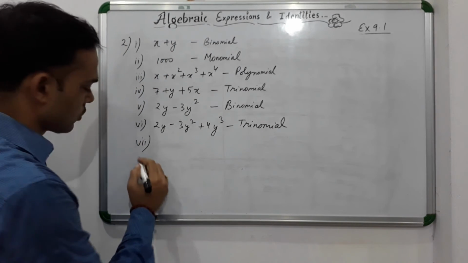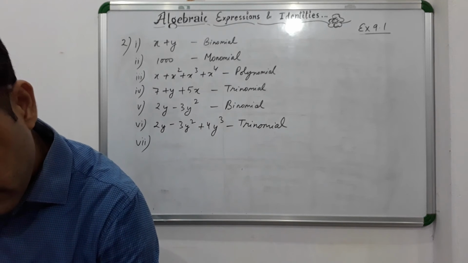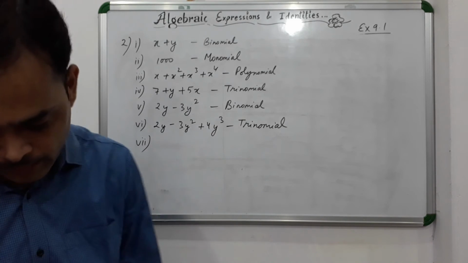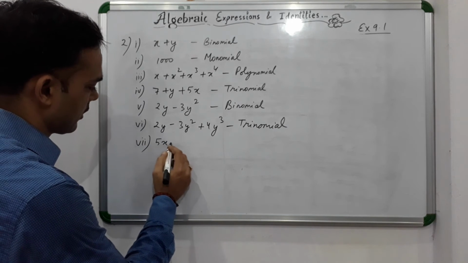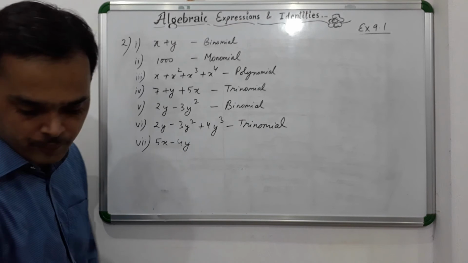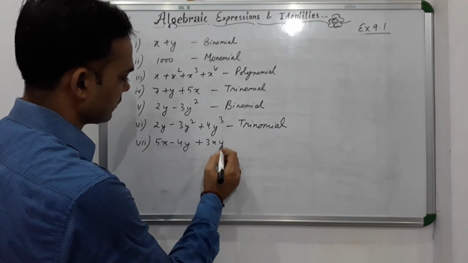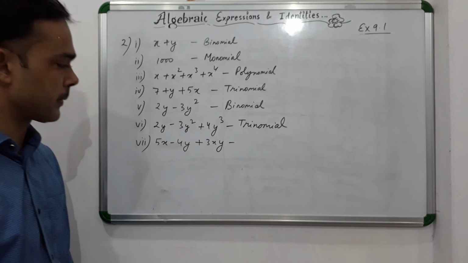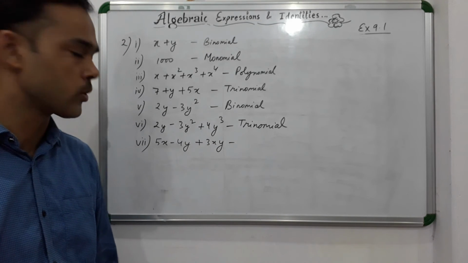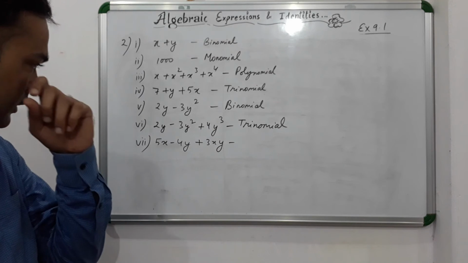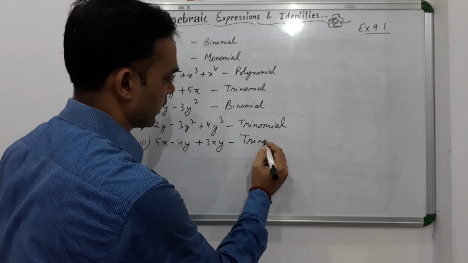After the 6th, let's move on to the 7th part. In the 7th part, it is 5x minus 4y plus 3xy. Now you people tell me whether it is monomial, binomial or trinomial. Yes, you people are correct. Since there are three terms, this is trinomial.